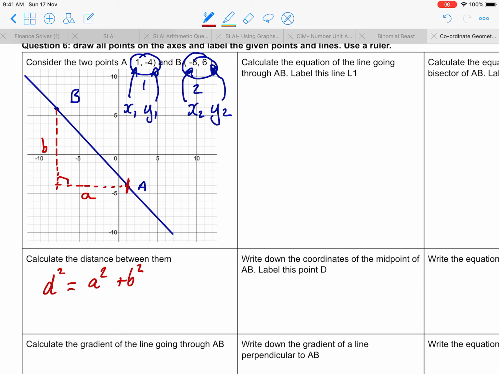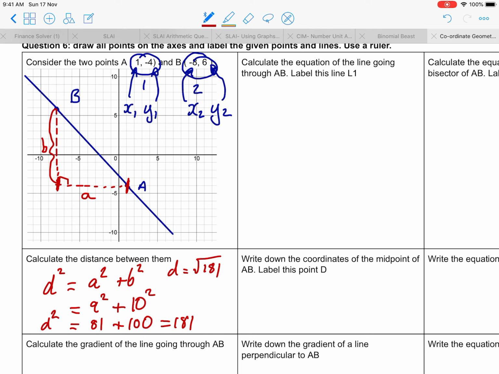So basically this distance here is the difference in the x-coordinates. And the difference in the x-coordinates, when you see them, is 9. So this is 9 squared. And the b value here is the distance between the y-coordinates. The distance between the y-coordinates is 10. So when you work this out, you've got d squared equals 81 plus 100 equals 181. So d equals root 181.